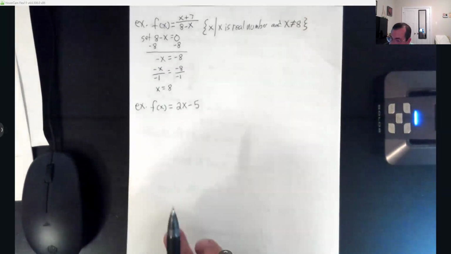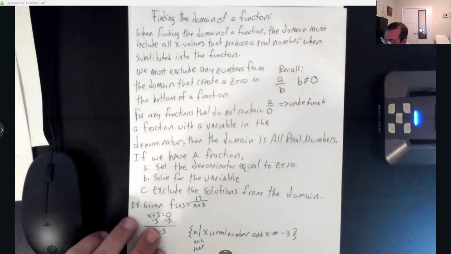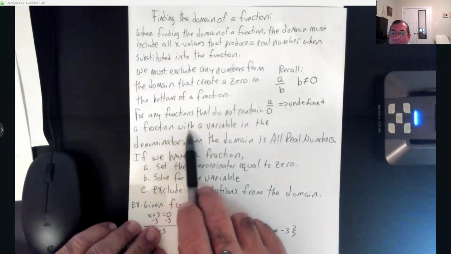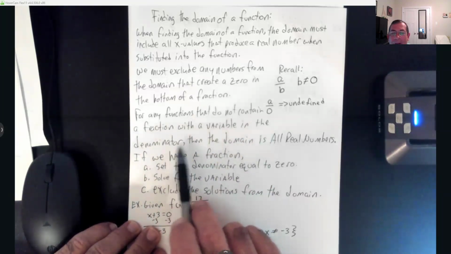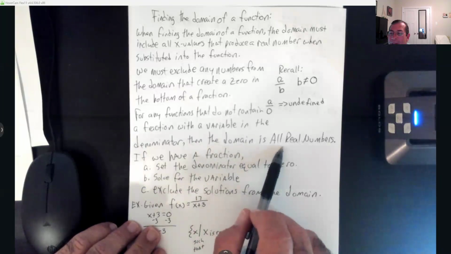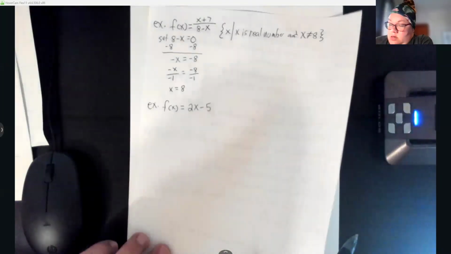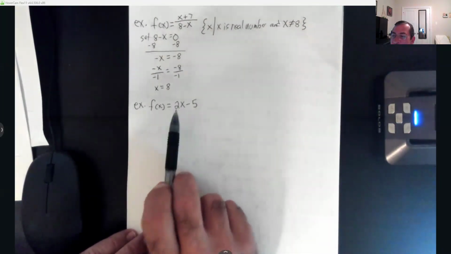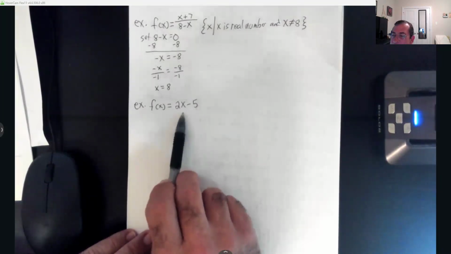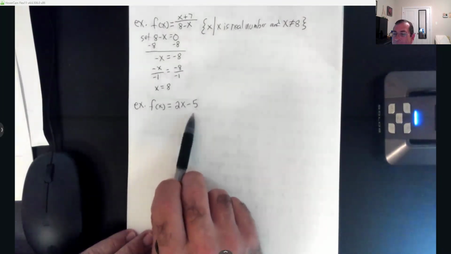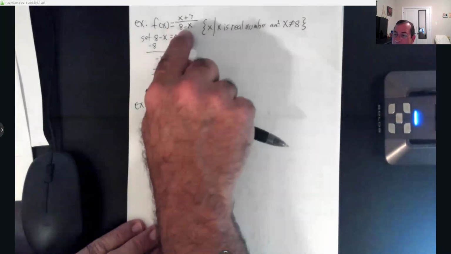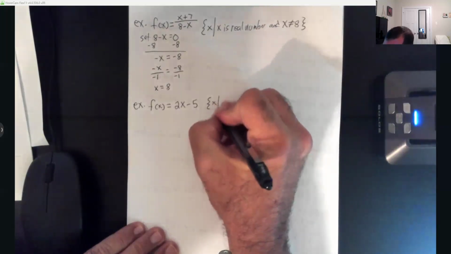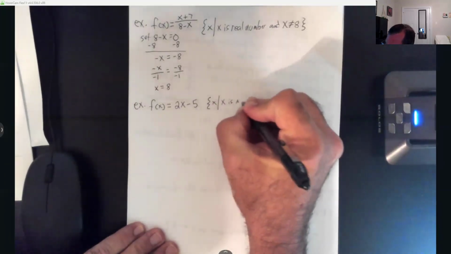So y'all remember what I said over here? For any function that does not contain a fraction with a variable in the denominator, the domain is all real numbers. I don't see a fraction. So there's no way I can put in any number in the world for that x. You can multiply that by 2 and subtract 5 from it. There's nothing going to make it undefined like the previous problem. So since there are no fractions, x such that x is a real number.